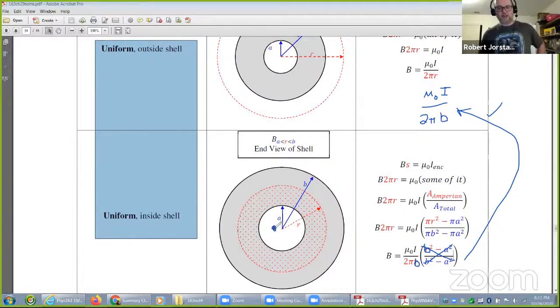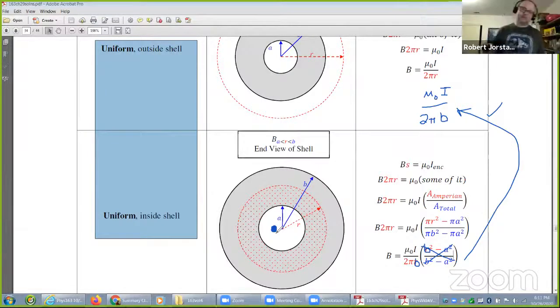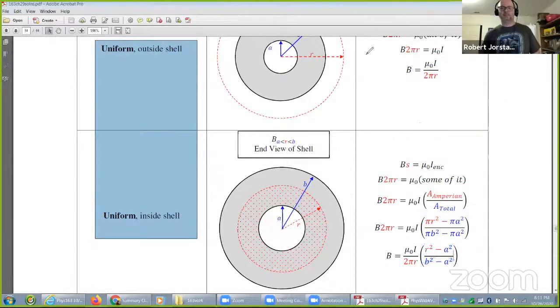What's the B field right here where I'm drawing a blue dot? Zero. Why? Because there's nothing enclosed. Boom. There we go. Got it? Remember, if you're inside the inner shell, no current enclosed, no B field. Sweet. All right, let's move on.